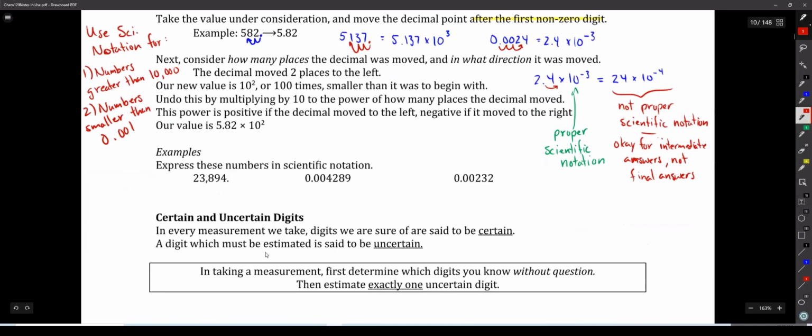All right, so could you please write these numbers in scientific notation? These values here in scientific notation, and don't round any numbers. Okay, so write these in scientific notation. And I'll give you just a second to do that.